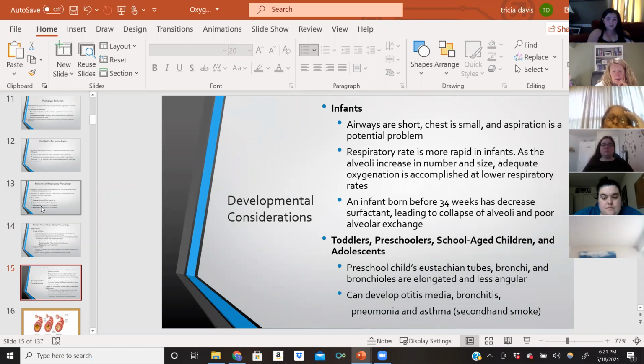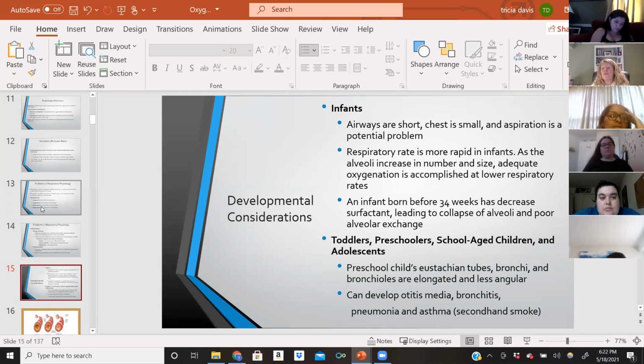So we always know with whatever we're talking about, there's always a developmental consideration. So with infants, compared to adults, their airways are very short. Their chest is very small, and aspiration is a real problem for them because that airway is such a small area. So aspiration is an issue for them. Respiratory rates in infants are very, very much higher than in adults. As they get older, the alveoli increase in number and they also increase in size. As that starts to happen, more adequate oxygenation is accomplished, and then in turn, you'll see that lower respiratory rate.